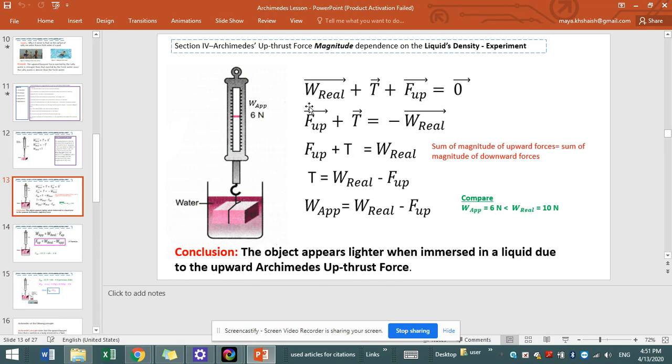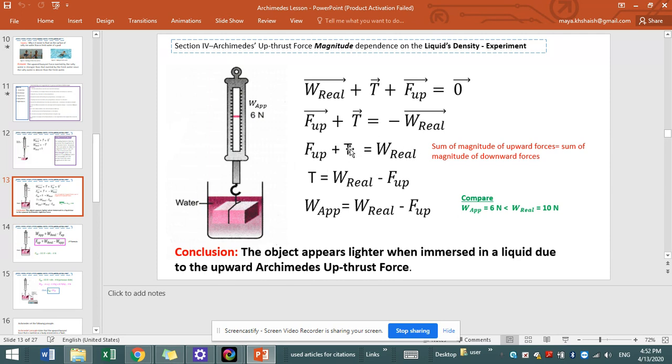Now, we put all the upward forces on one side and all the downward forces on the other side. While using the vector form, we still have to keep or write a minus sign that shows the opposition and direction. So upward force vector plus tension force vector equals minus W real. But as a magnitude, the sum of the magnitudes of upward forces equals the sum of the magnitudes of the downward forces. That is, the upward force and the tension are equal to the real weight. Everything that is pulling upwards on the block is equal to everything pulling it downward. That's why it remains in its place. This equation means this thing.